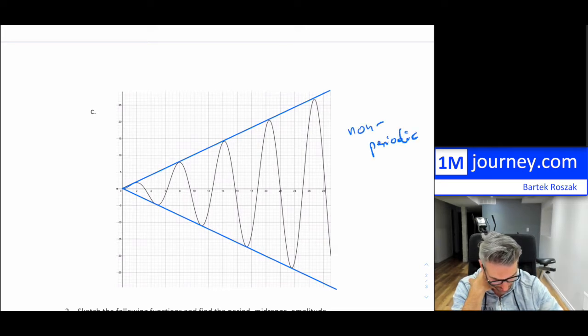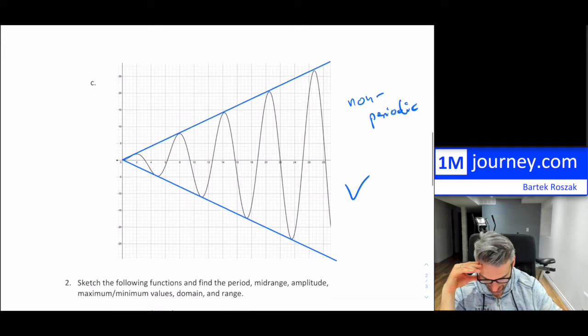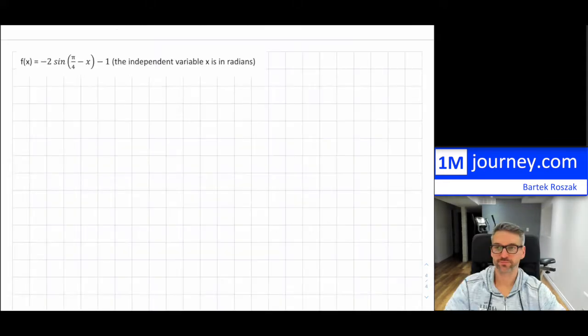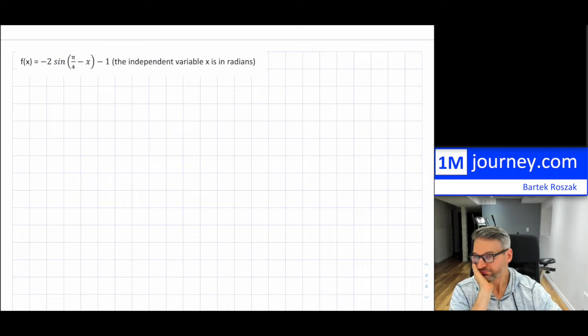All right, so those are the first three examples with respect to question 1. Okay, let's take a look at question 2. It says, sketch the following functions and find, again, the period, mid-range, amplitude, in this case, maximum, minimum values, and then I guess put the domain and range. Okay. All right, so for this question, let's try to sketch it out.